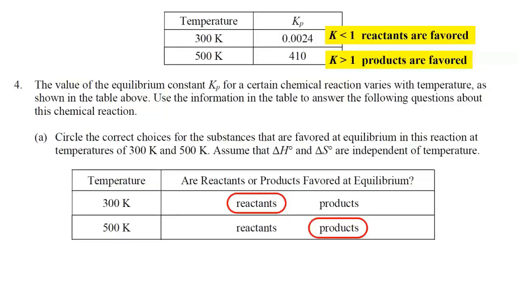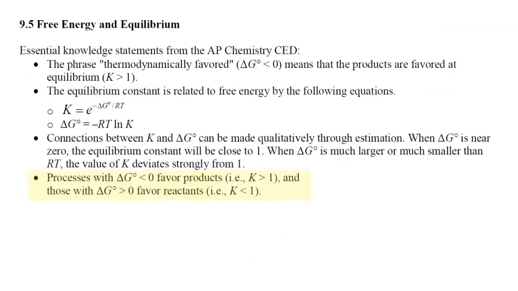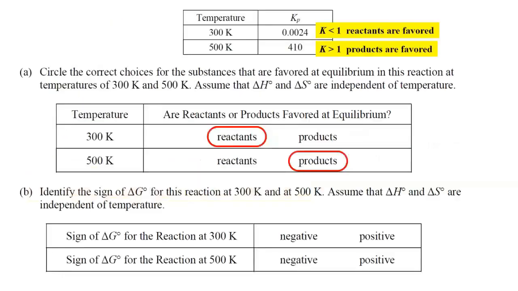Now, moving on to part B of this question, it says, identify the sign of delta G for this reaction at 300 Kelvin and 500 Kelvin. Assume that delta H and delta S are independent of temperature. So part B falls under topic 9.5, free energy and equilibrium. If delta G is negative, then the system would favor the products, that is, K would be greater than 1. And if delta G is positive, then the system would favor the reactants, and K would be less than 1. So at a temperature of 300 Kelvin, K is less than 1, the reactants are favored, and that means that the sign of delta G for the reaction at 300 Kelvin would be positive.